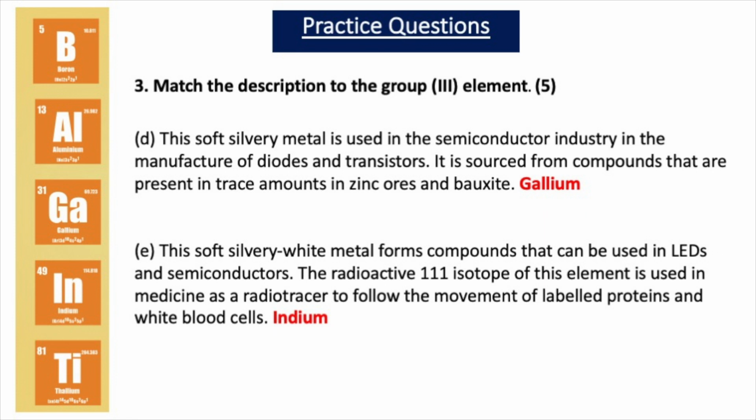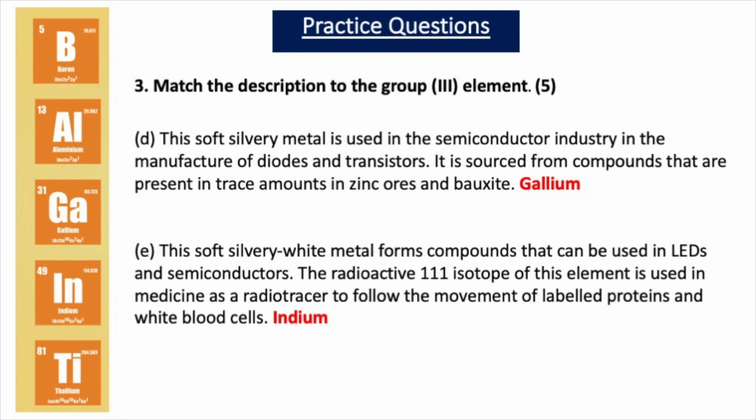1 mark for that. Now for question E, it says this soft silvery white metal forms compounds that can be used in LEDs and semiconductors. The radioactive 111 isotope of this element is used in medicine as a radio tracer to follow the movement of labelled proteins and white blood cells. Well, this element is indium. 1 mark if you said that.